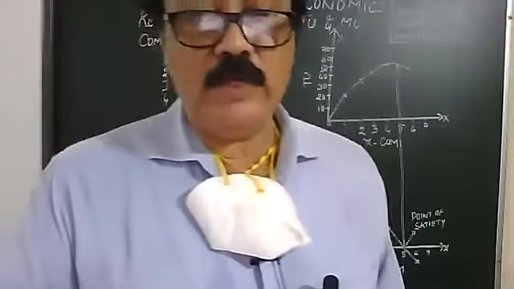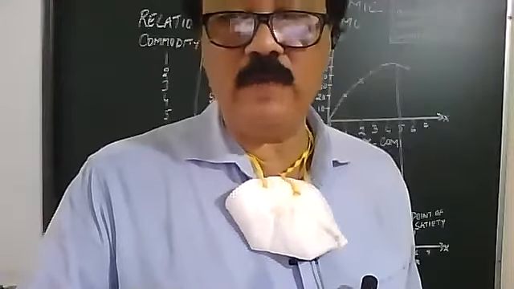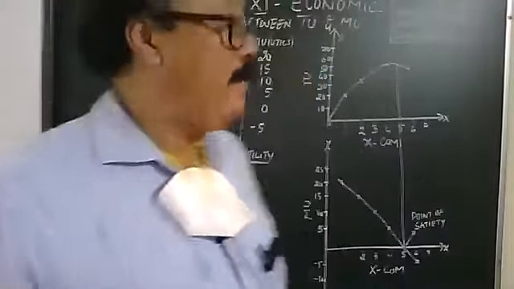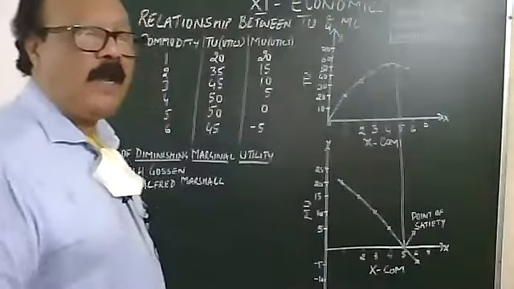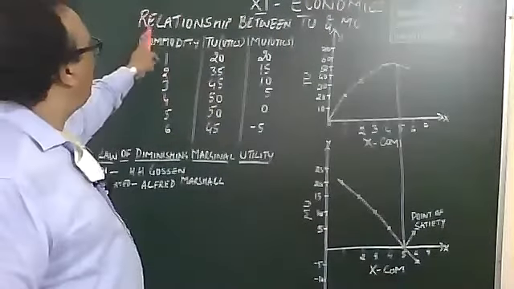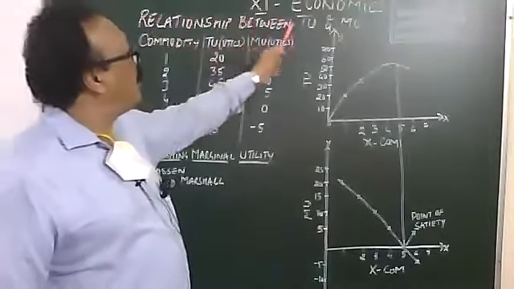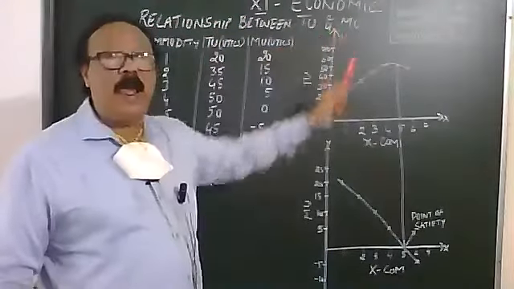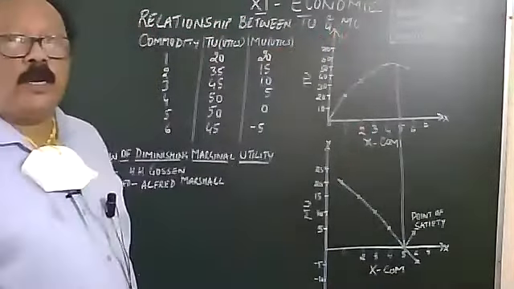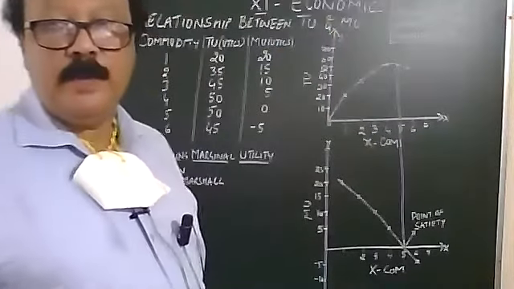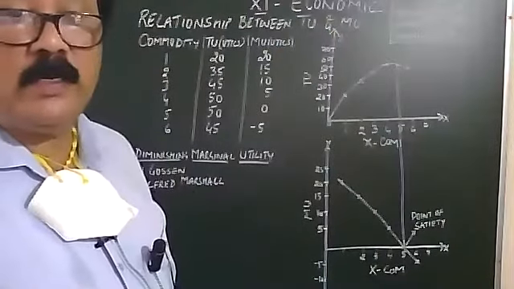Okay, so today is a continuation of what we did yesterday. Now, the topic which I did yesterday was the relationship between PU and MU. Kindly note it down, and please tell me whether it is visible now.